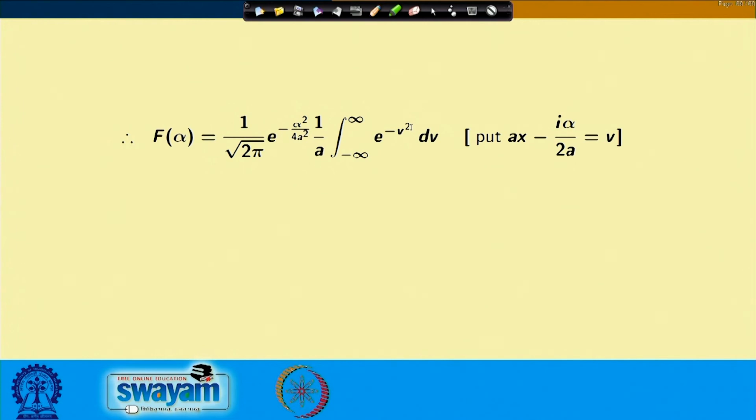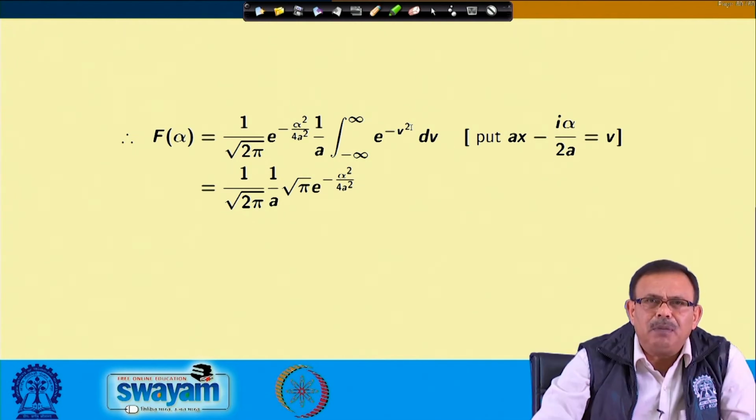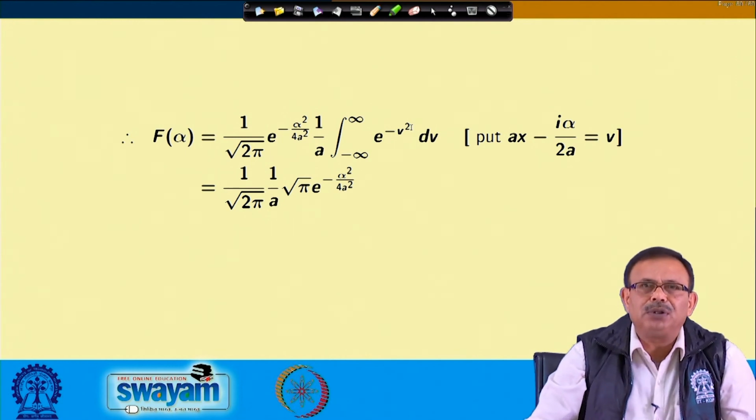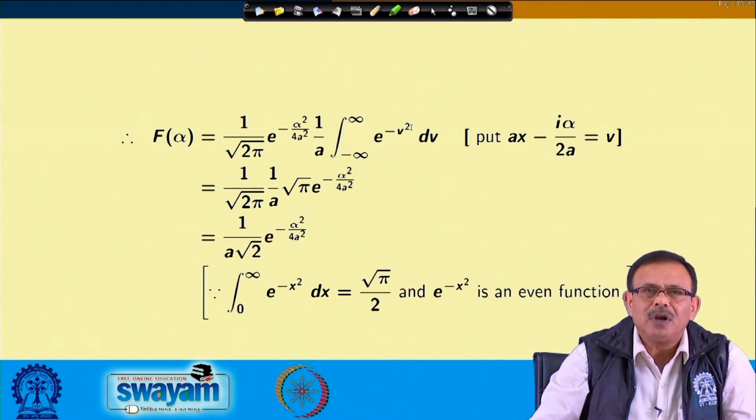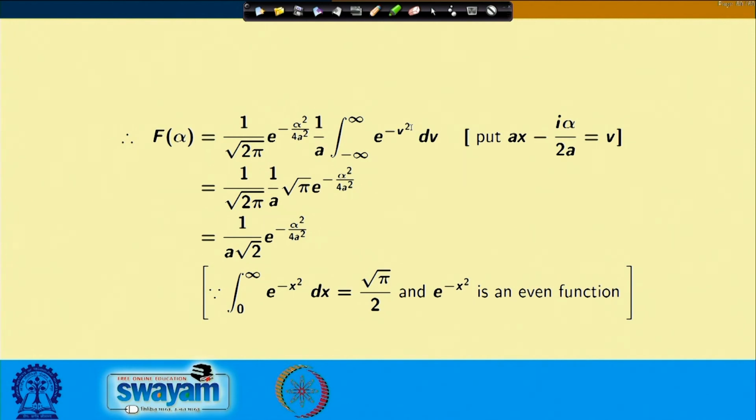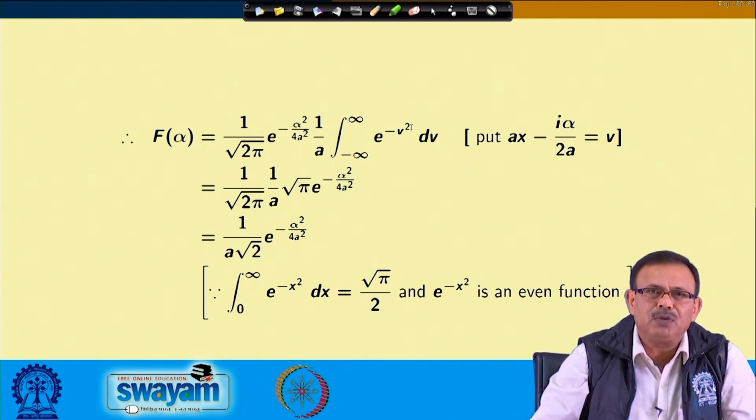Once I do it, I put ax minus iα/2a equals b, and I know the integral from minus infinity to infinity of e^(-b²) db, since e^(-b²) is an even function, I can write it as 2 times the integral from 0 to infinity of e^(-x²), and that value is root pi. So, that value we are putting over here. So, root pi by 2, integral from 0 to infinity of e^(-x²) dx equals root pi by 2, and I am getting this result.